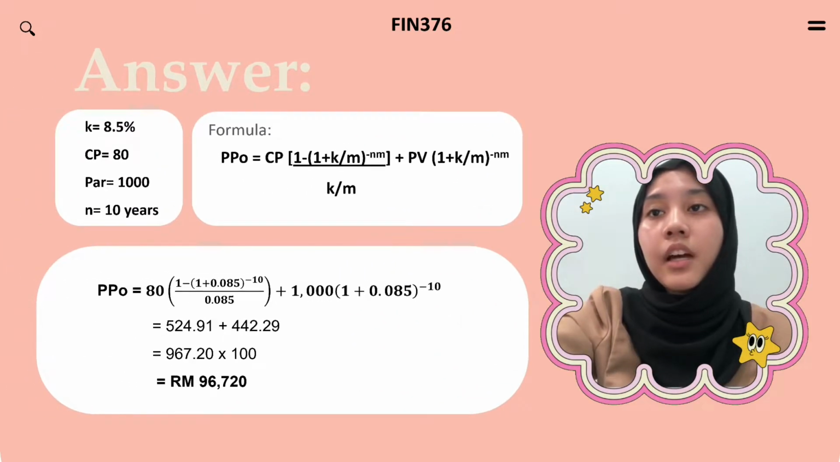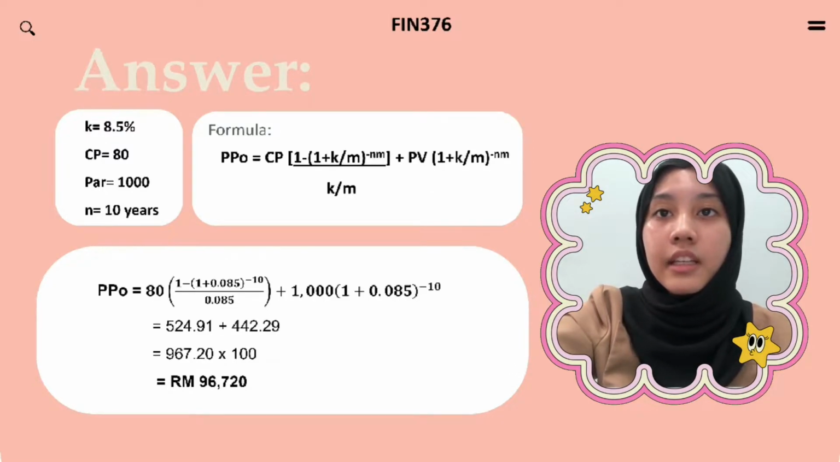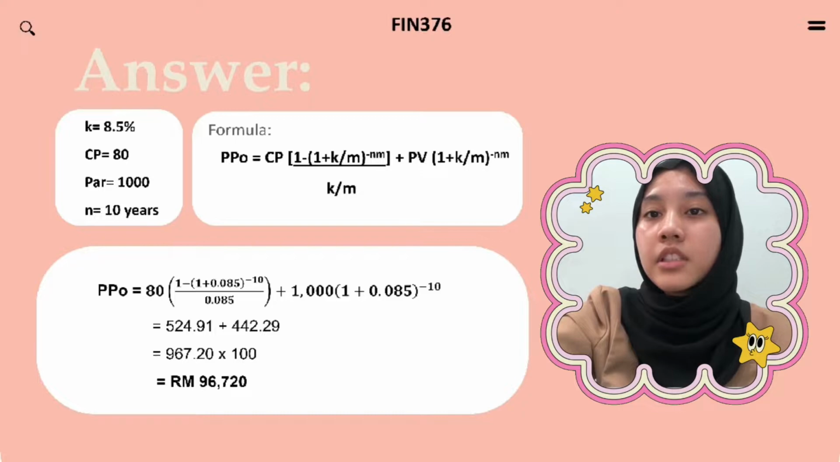So, firstly, we have to calculate the purchase price for the first bond that Encik Ali issued, which has a 10 years maturity date. So, these are the information that we gathered from the question. K equal to 8.5%, CP equal to 80 ringgit, PAR is 1,000 and N is 10 years.